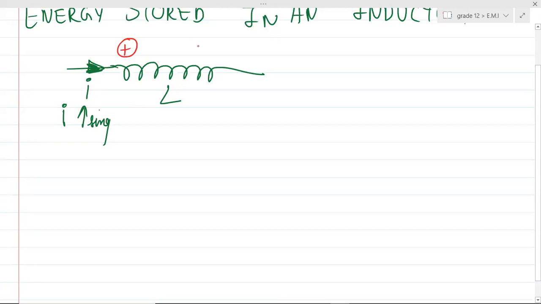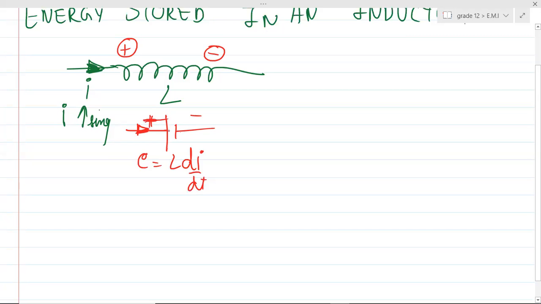Say there will be a positive over here and a negative over here, then only this battery will be opposing this current, right? Are you getting my point? And what is the EMF of this? The EMF is L into di by dt. The sign we can guess using Lenz's law, and you can write the magnitude of this EMF.